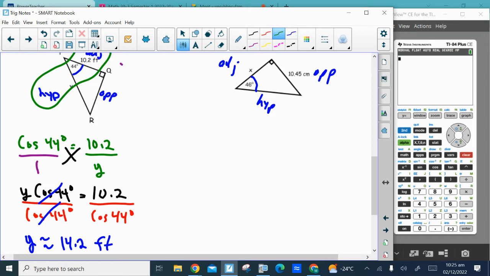Next step, figure out which two sides we're using. We want to find x, which is the adjacent. We're given the 10.45, which is the opposite. Those are the two sides that we're going to use. We're not given the hypotenuse. No, we're not asked to find it. Not going to use it.